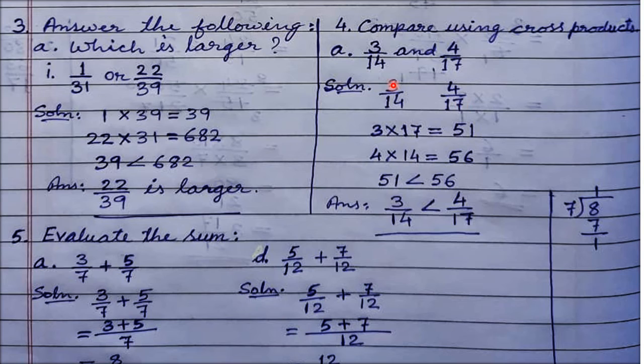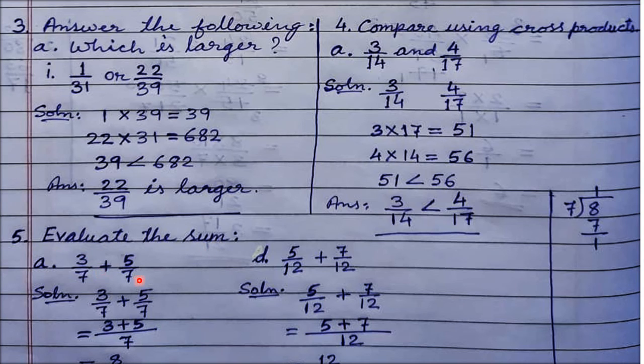Cross multiply, 3 into 17, 51, and 4 into 14, 56. Now, in these two products, you see that the second one is larger than the first one. That means the second fraction is larger than the first fraction. So 3 by 14 is smaller than 4 by 17. This is the answer. Then, number 5, evaluate the sum. That means find the sum.